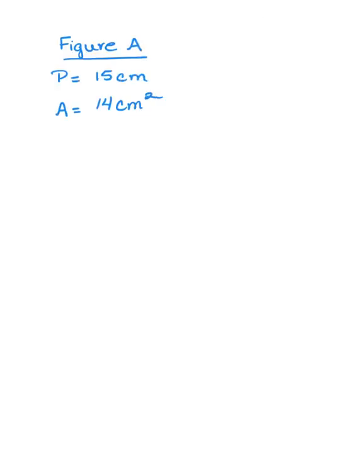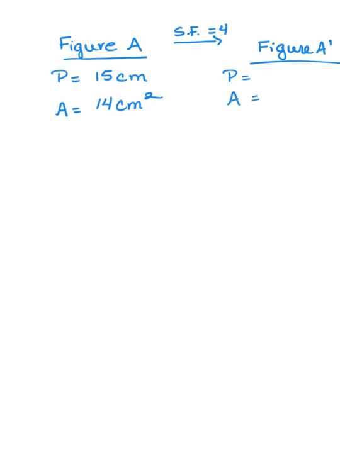Here's another example. Let's say we have figure A that has a perimeter of 15 centimeters and an area of 14 square centimeters. And let's say we are enlarging figure A by a scale factor of 4, and we're forming figure A prime. What would be our new perimeter? And what would be our new area?